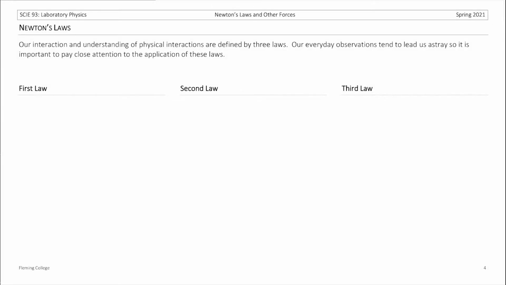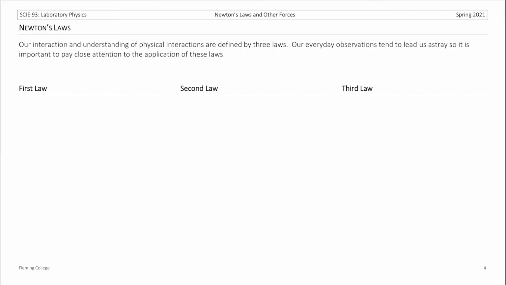Now let's move on to talk about how we understand forces. We're going to focus on Newton's 3 laws of forces. Unfortunately, it's a common situation that our everyday observations of forces lead us astray from the true nature of how forces interact. We have to pay close attention to these 3 laws.